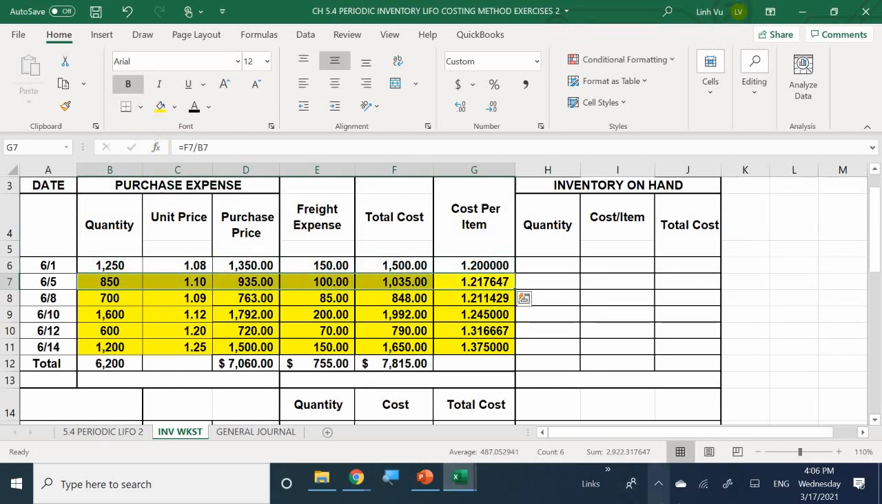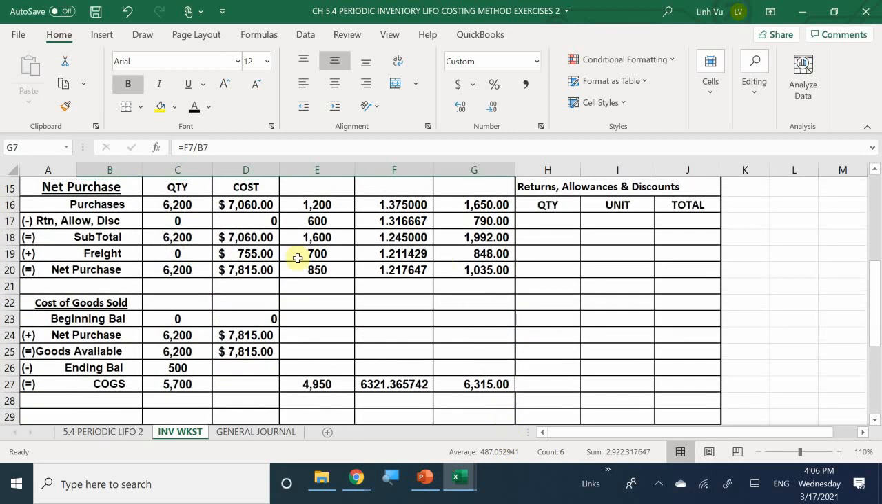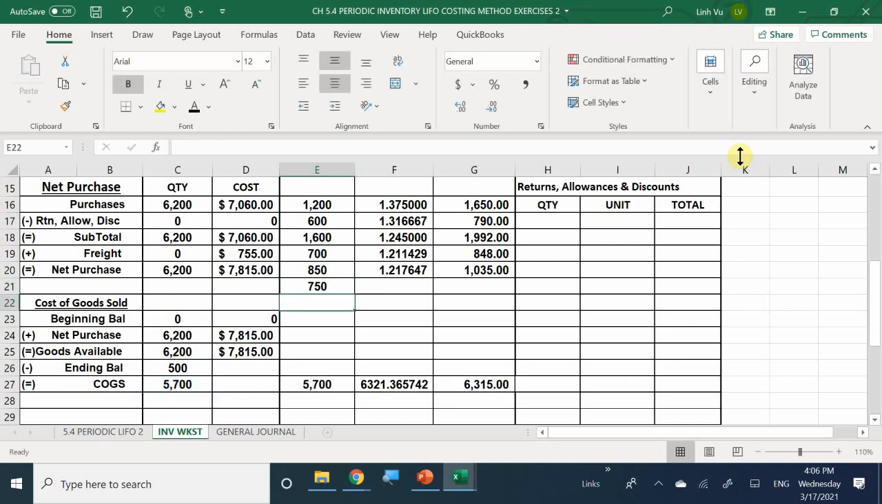All right, so now how many more do we need to sell? You could do your quick math right here, right? You could say if I need to reach 5,700 and I only have 950, how many more do I need to get? 750. There you go. Boom. My number matches. 750. Now I only have one batch left.